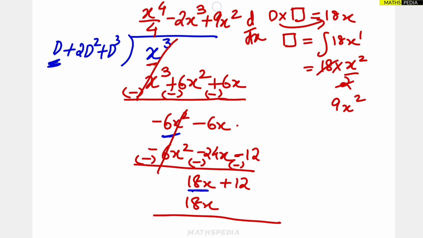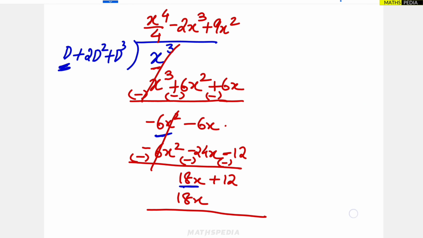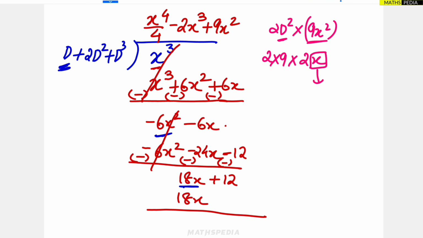Now it is not left. We have to multiply 9x square with what? Quotient term with 2D square as well as D cube. So 2D square into 9x square. D square meaning is double differentiation. So 2 into first differentiation of 9x square. So 9 we can take it outside. X square differentiation is 2x, right? Now the variable is x. One more differentiation of x is what? 1. So 2 into 18 into 2. So 18 into 2, it will be what? 36. So 36 will be there. Okay. So right here 36.